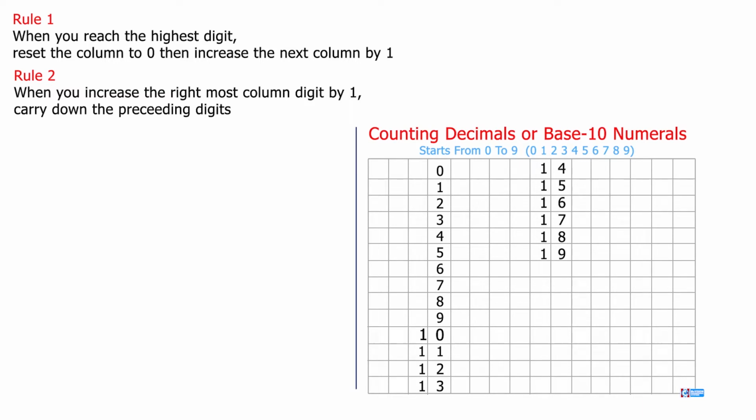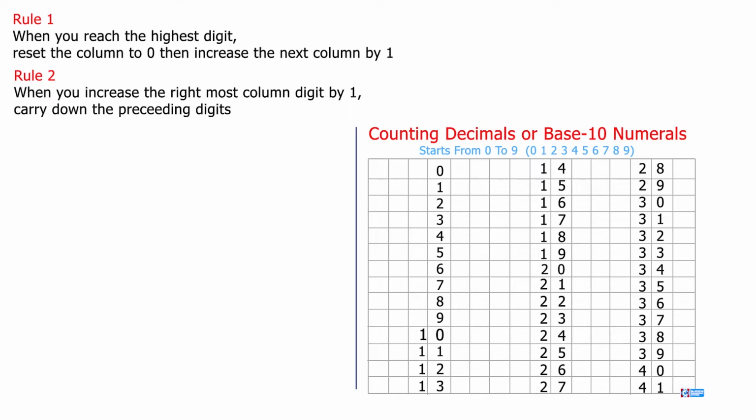At 19, we have gotten to the highest digit again in the rightmost column. So, we reset it to 0, then see if we can increase the preceding digit. Yes, we can increase the preceding digit by 1. And that is how we get the number 20. Now, we can follow through this to get to whichever value we can count.